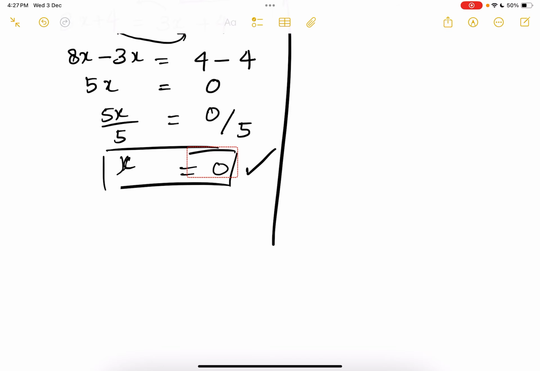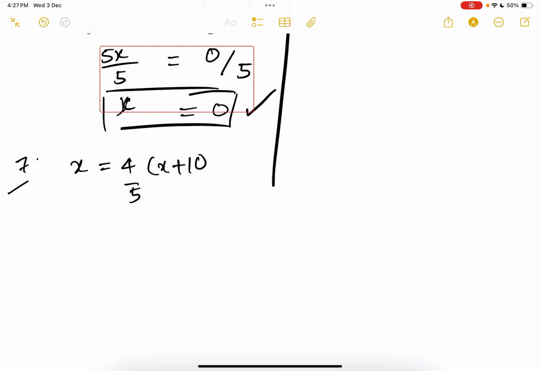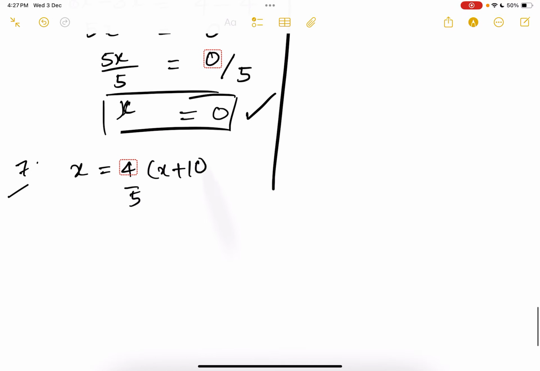We'll take some more questions. Yeah, let's quickly do this. x is equal to 4 by 5 (x plus 10). Again you need to simplify this, right? You need to simplify this first.